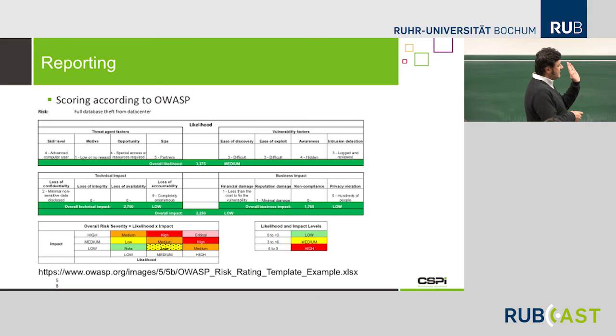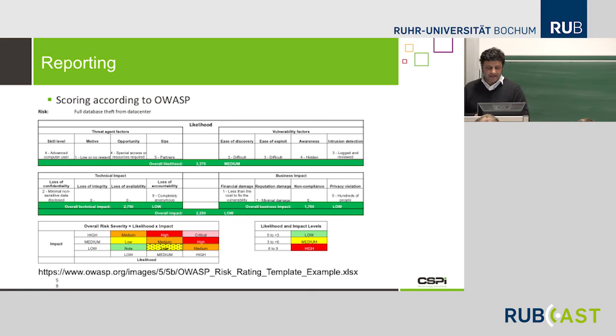So that means there's, again, a calculation. It's the average. In this example, we see it's low. And the overall impact and the overall likelihood, low, medium. So let me look, likelihood is medium and low, it would be a low risk at the end. Yeah. So you need to do that for each of your findings, by the way.